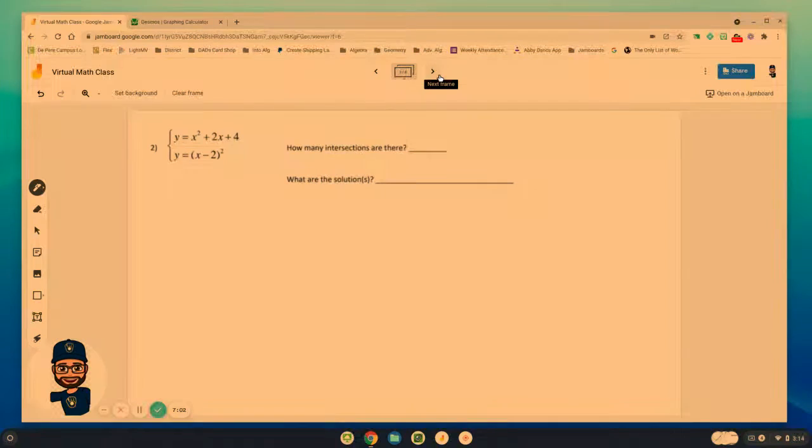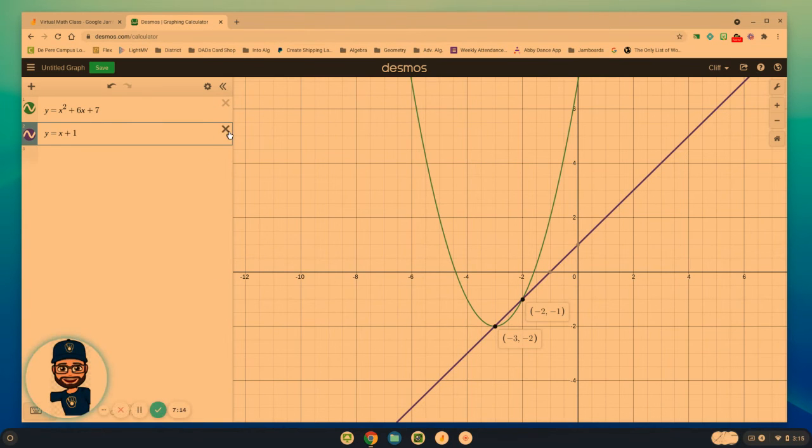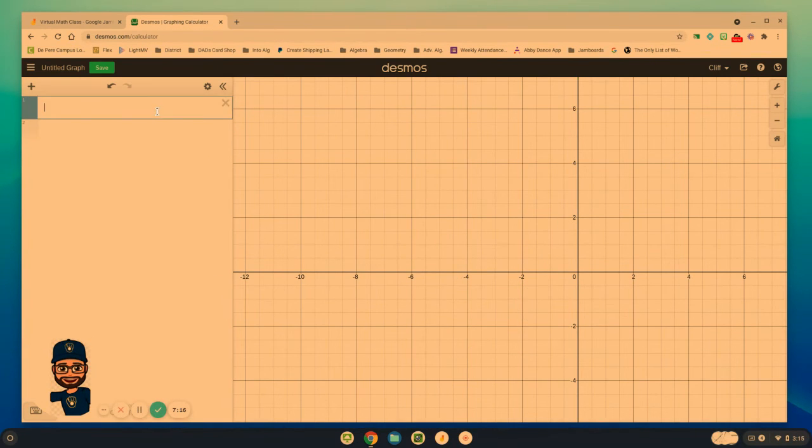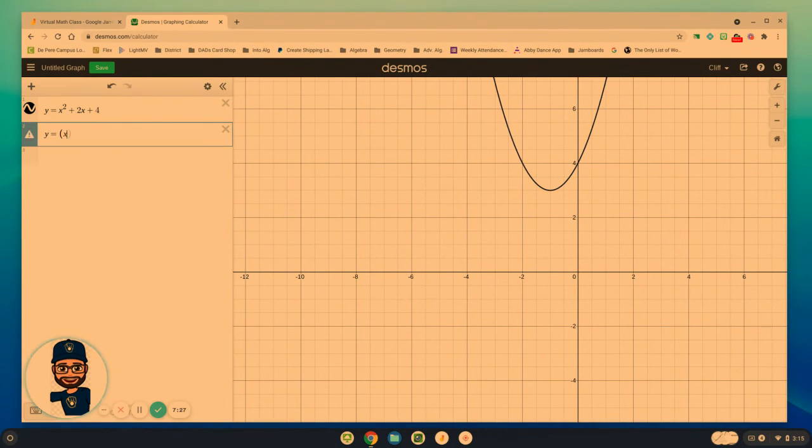Here's the next one. y equals x squared plus 2x plus 4. y equals (x minus 2) squared. Why don't you pause the video, go to Desmos, and try to graph those. All right, to Desmos we go. y equals x squared plus 2x plus 4. y equals the group x minus 2, in parentheses, quantity squared.